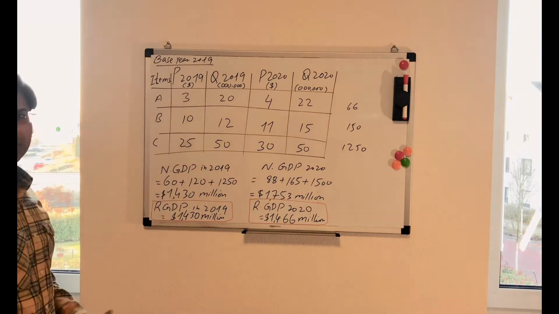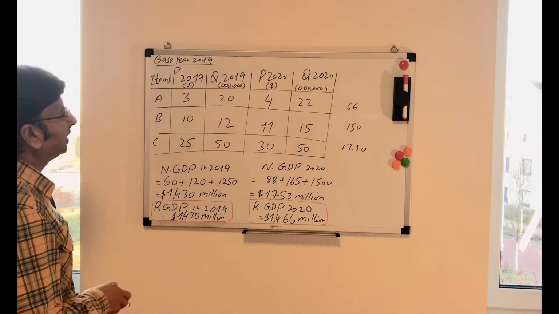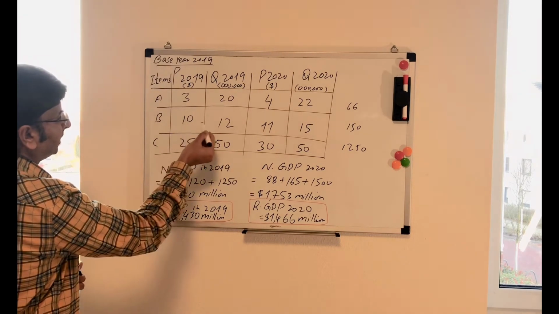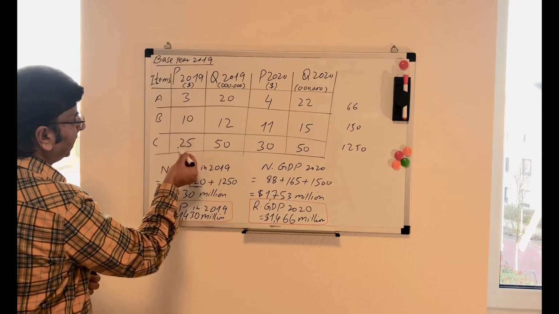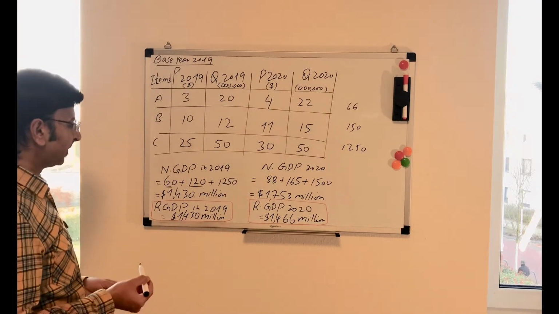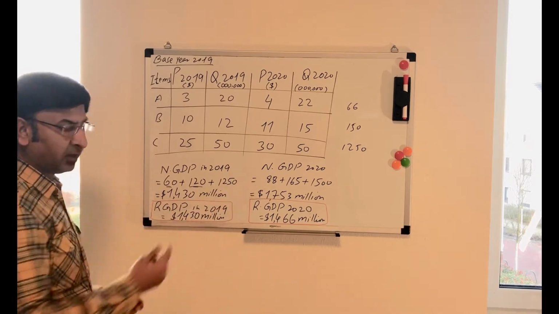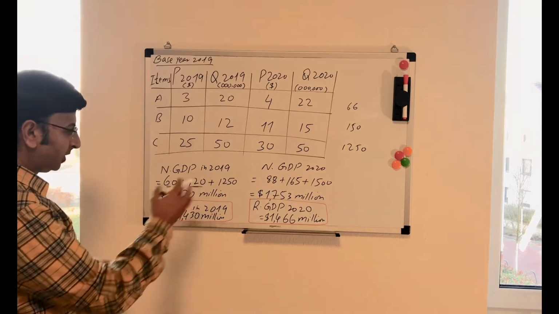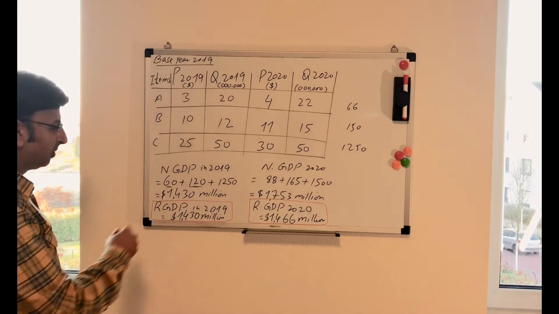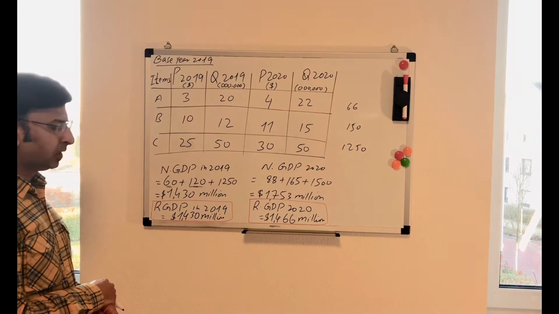To calculate the nominal GDP, it's really easy. It's simple mathematics. You just multiply 3 with 20 to get 60 here. And then you multiply 10 with 12, 120, and 25 times 50, 1250. Bear in mind that all the values are in million, but I have a relatively smaller board, so I just omitted million. But when you add them up, you get a number 1430 million, which is actually 1.430 billion.